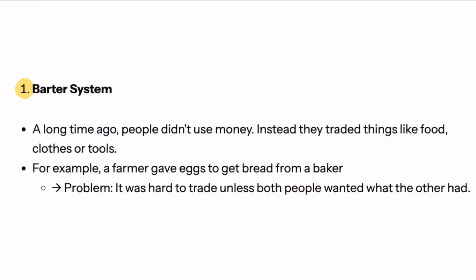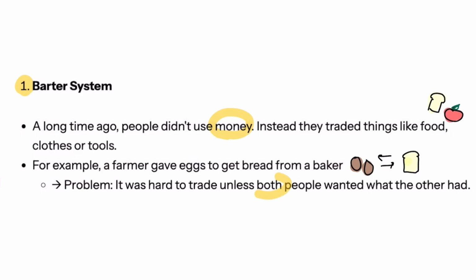To begin, there was the barter system, where people first didn't use money and instead traded things like food, clothes, or tools. For example, a farmer gave eggs to get bread from a baker. However, the problem was that it was hard to trade unless both people wanted what the other had.